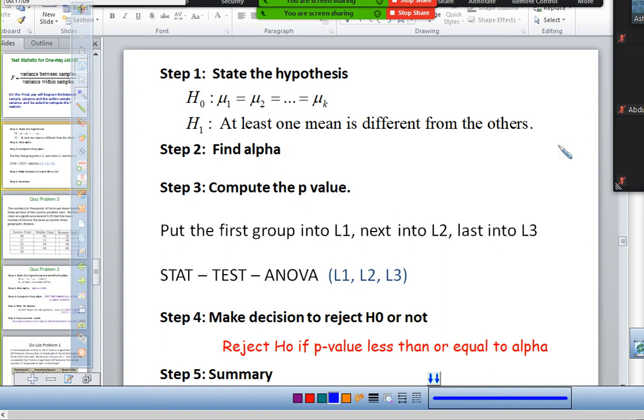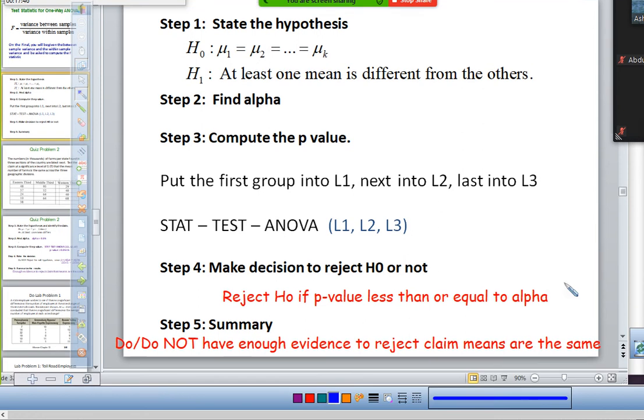Next, you're going to find alpha. Alpha equals whatever, 0.05 or 0.1 or 0.01, and then compute the p-value. So you're going to put the first group into list 1, next group into list 2, and so on. Put all the groups into a list, and you're going to do stat test ANOVA, parentheses, and then list all of your lists, L1, L2, L3, L4, L5, however many lists you have. The commas are above the 7, again, just in case you can't find it.